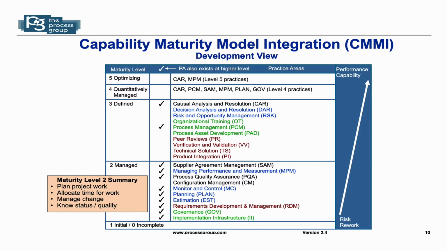Level 2 is where we define the basic PM practices. We plan the work out, we allocate time for the work, we manage change, and we know overall the status of our project and the status of our quality, like defect levels, etc. As we do these things in level 2, we get a better result on the far right hand side, less risk and less rework. So really the litmus test is that as we mature our processes and our practices, we get a better result over time.